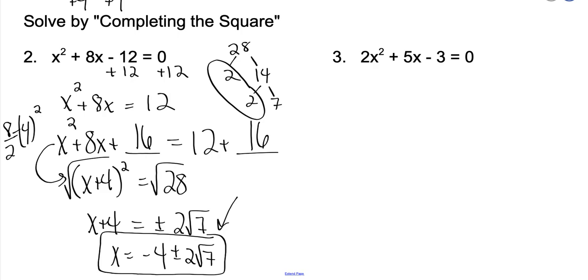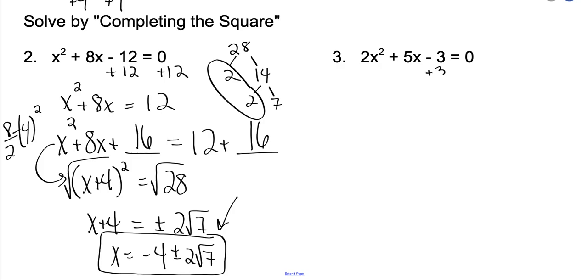Number 3. So we have a number in front. You can get rid of that whenever you want to. You can do it first or second. And we have a number in the back. And again, it doesn't matter which one you do first as long as you move them around and get them out of the left-hand side.